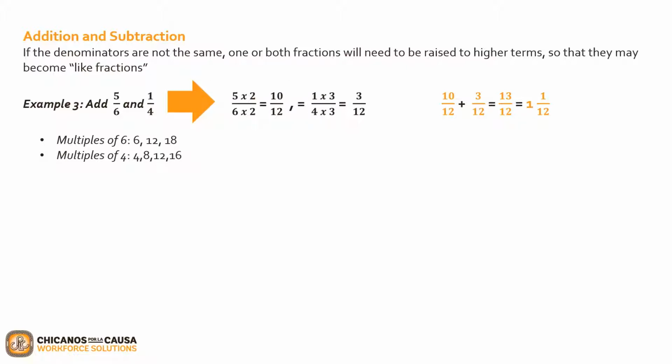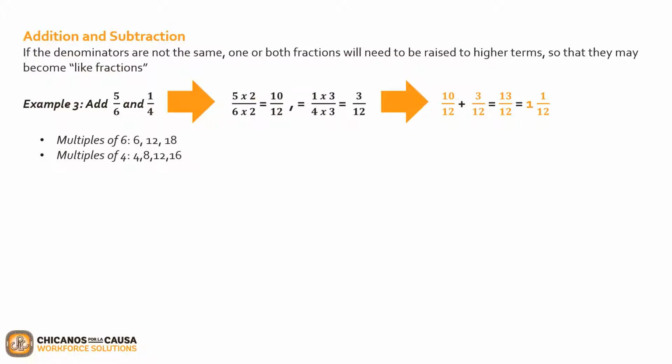Moving on. In order to get from 4 to 12, we have to multiply 4 times 3, which means we're going to do the same with its numerator, giving us a final fraction of 3 over 12. Now that they share the common denominator, we can go ahead and just add the numerators. So we have 10 over 12 plus 3 over 12, giving us 13 over 12.